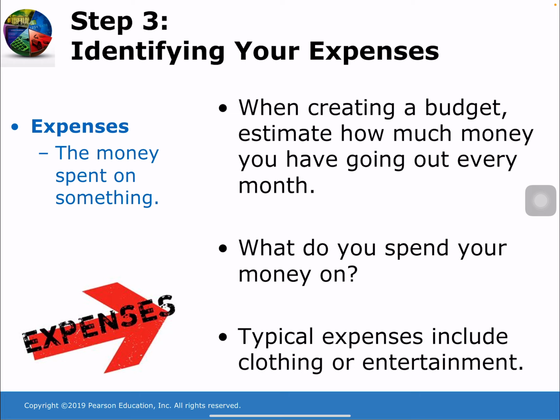Typical expenses include clothing and entertainment. You may also have some related expenses. What else? Think about it. What are other things that you spend your money on? It may be a car payment, maybe a phone bill, maybe gas for your vehicle. Your parents also have different expenses. Can you think of some expenses that your parents have?